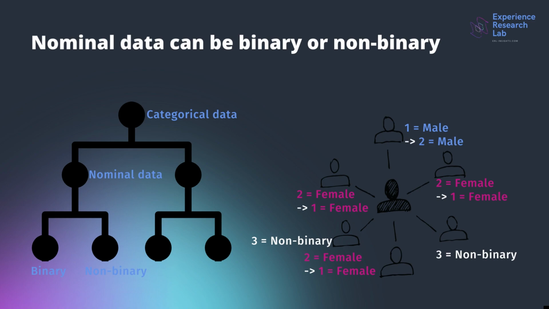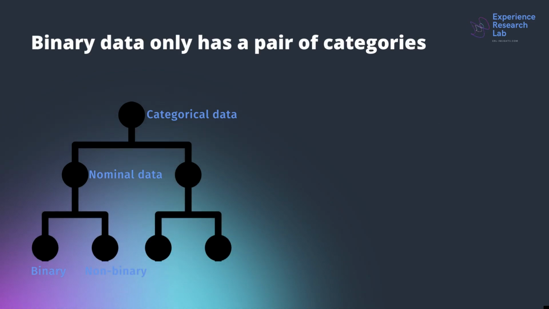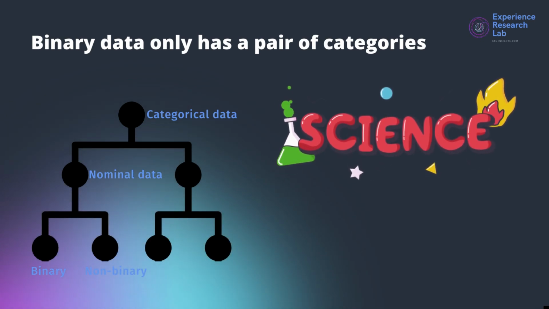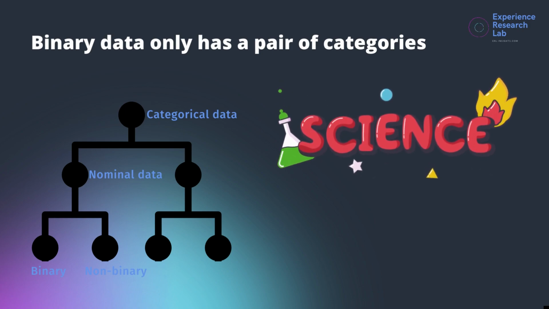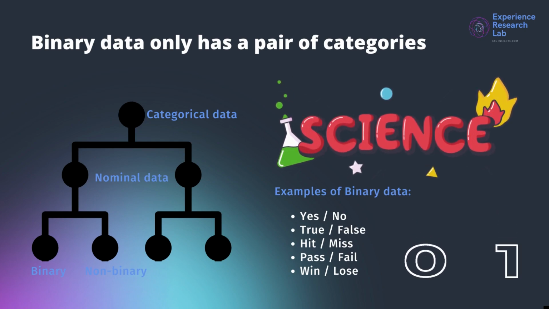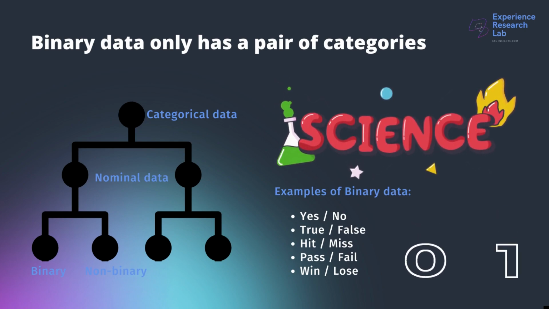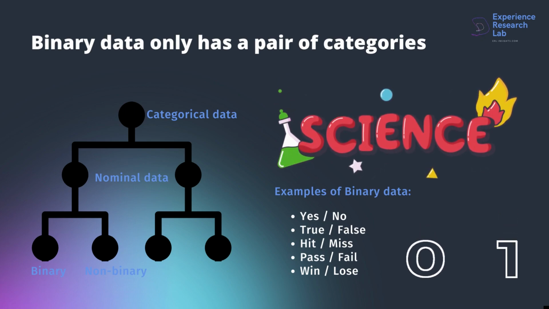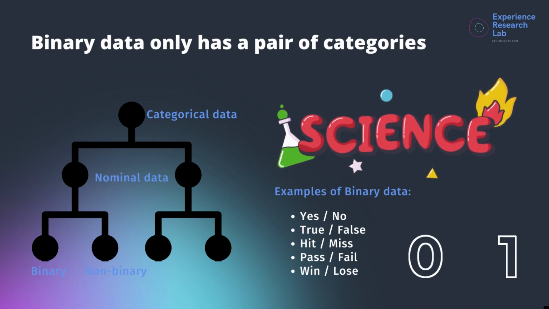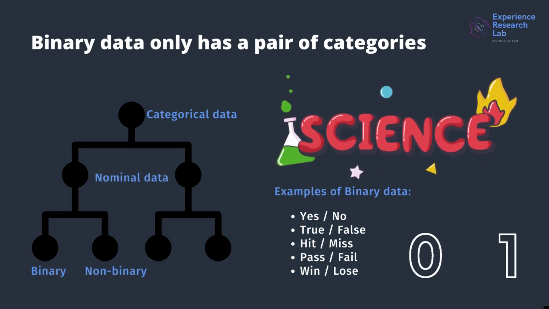By the way, nominal data has two subtypes, binary and non-binary. As a subset of nominal data, binary data consists of only two categories, typically denoted as 0 and 1. It is frequently used in fields like computer science for Boolean values or in medical studies to indicate the presence or absence of a medical condition. Some of the examples that you might have often heard are yes or no, where you denote 0 for no and 1 for yes. Win or lose, true or false, pass or fail, and hit or miss.